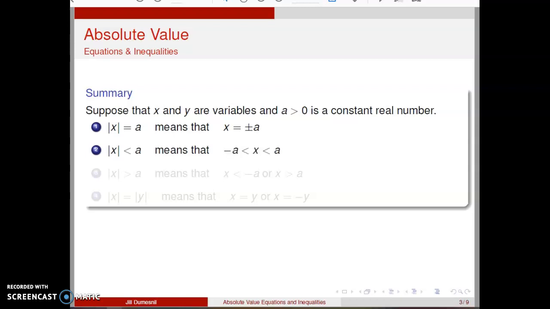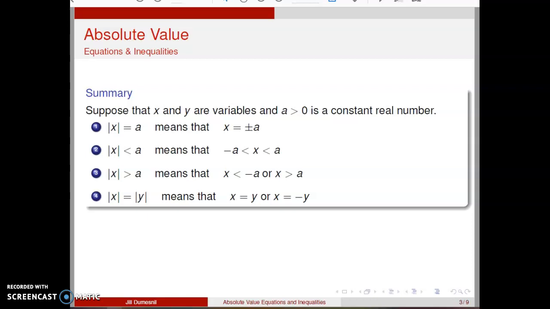Absolute value of x less than a means that minus a is less than x is less than a. In other words, x is sandwiched between plus and minus a. On the other hand, absolute value of x greater than a means that either x is less than minus a or x is greater than a. In other words, x lives outside of plus and minus a on the number line.